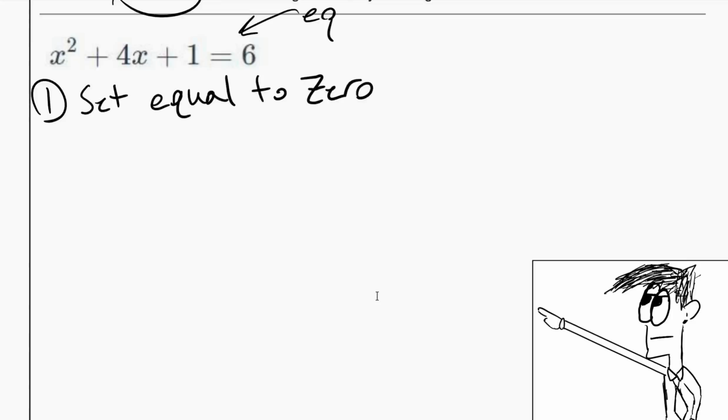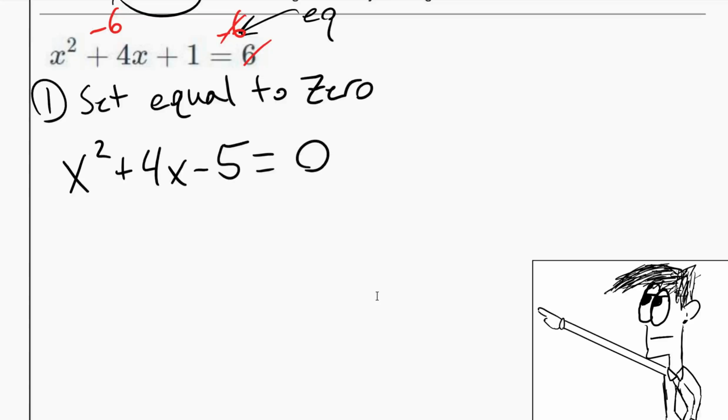And I said that a million times during our quadratic units, but that's really the first step. So what I'm going to do is subtract a 6 from both sides to get rid of that 6 on the right. We get x squared plus 4x plus 1 minus 6, which is negative 5, is equal to 0. I just combined that negative 6 and that positive 1.